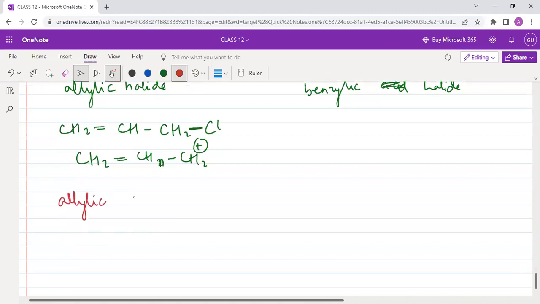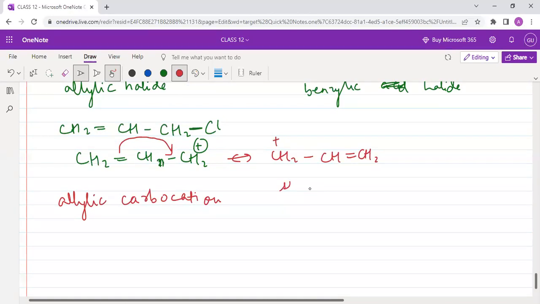And it is highly stable. So allylic halides will also show great reactivity in SN1 because these carbocations are stabilized through resonance. This bond will shift here and it will form CH2 positive, CH=CH2. So this carbocation is stabilized by resonance. So this is a highly stable carbocation, and a carbocation which is highly stable shows greater reactivity in SN1. So you have to remember that allylic halide is highly stable.